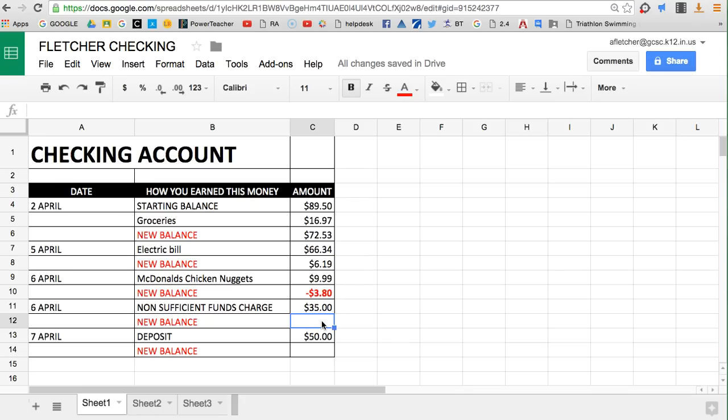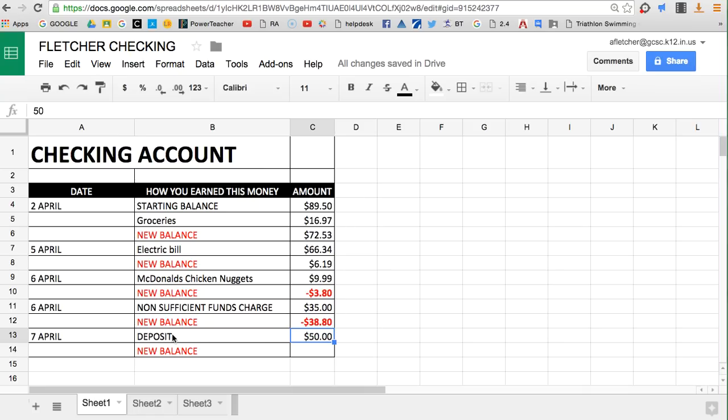So we're going to need to click here. Our new balance is our previous balance, which is actually a negative number, minus our $35 insufficient funds charge. Oh my gosh, now I owe $38.80 just to get back to zero. I owe the bank $38.80.